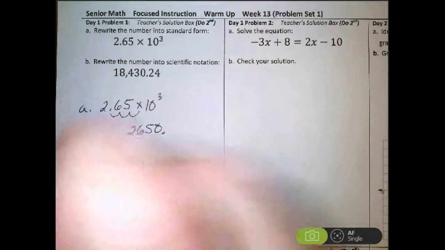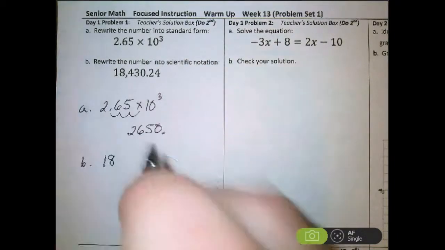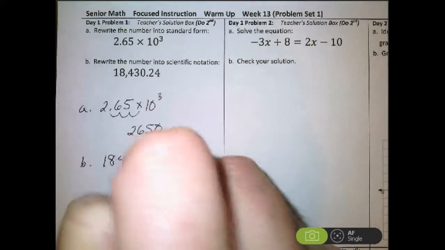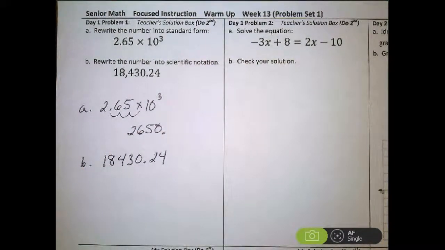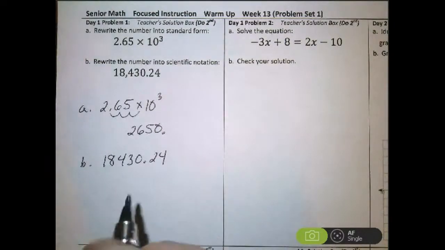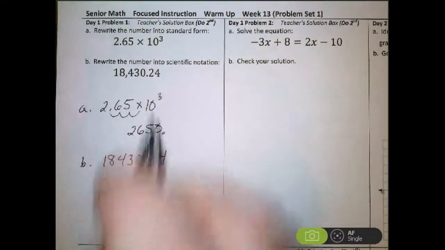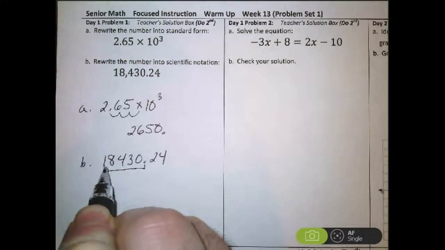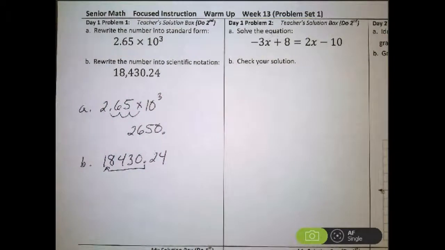Question B, let's copy down that number. And we are asked to change this into scientific notation. In scientific notation, we want to have 1 digit to the left of the decimal point, and so we need to move the dot from here to right there after the 1.